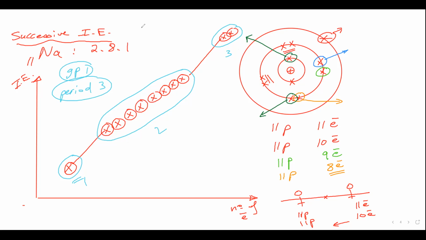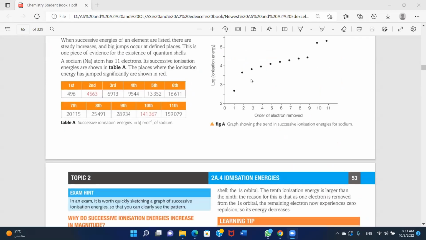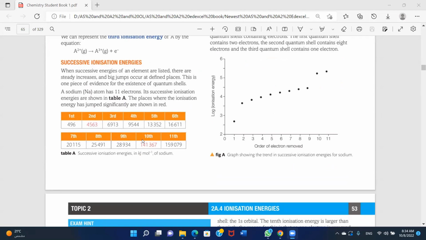Okay, let's see how there is a jump. How do we get jumps in ionization energies? To see the numbers here, for sodium, for example, this is the ionization energy for sodium. We will see that here we have the first ionization energy. It is about 500 kilojoules per mole. The units of energies are kilojoules per mole. You will see that here we have 500, nearly 500.